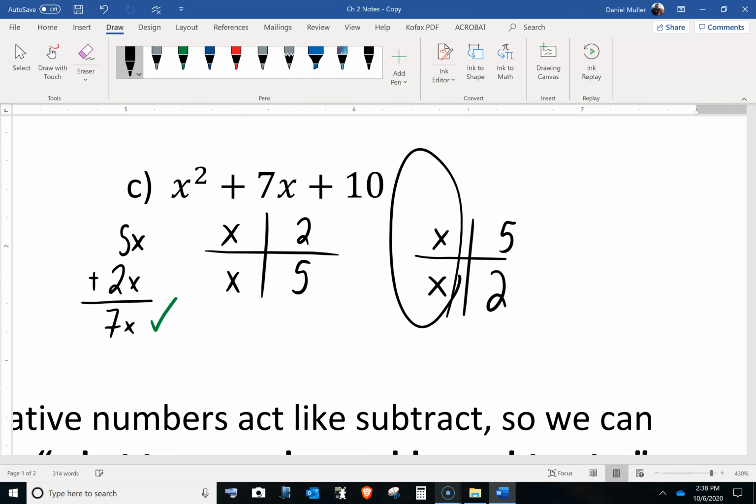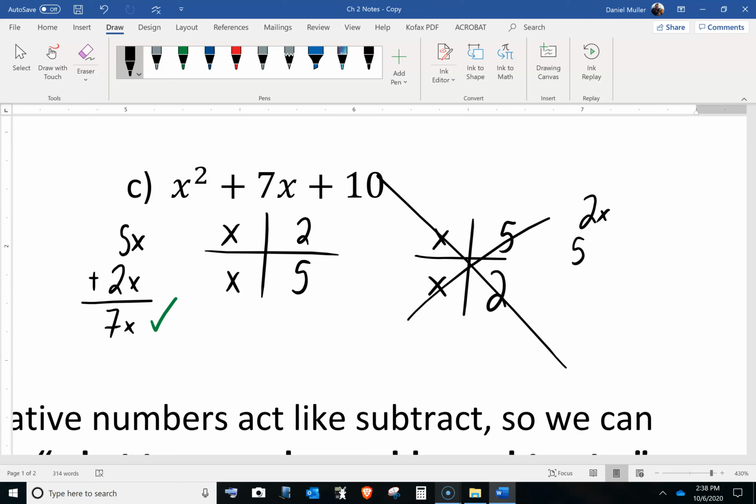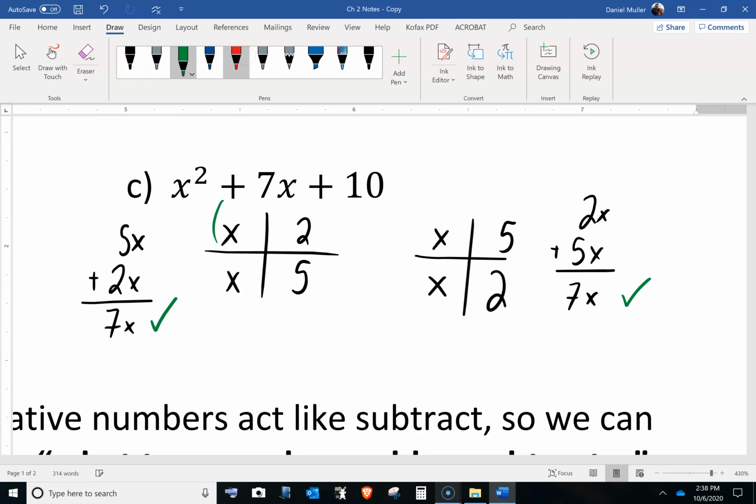Let's try this one. x times x is still x squared. 5 times 2 is still 10. But my diagonals, x times 2 is a 2x. x times 5 is a 5x. And if you add those together, you get a 7x, which is my middle term. So either way, this will work. Both times you get 7x. So what do we have here? Well, we've got the top here, an x plus a 2, and then here, an x plus a 5.